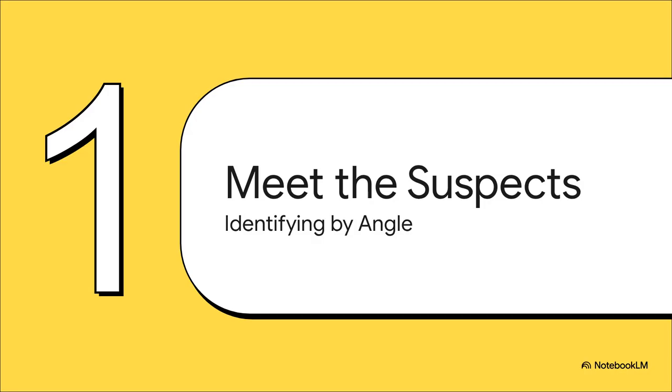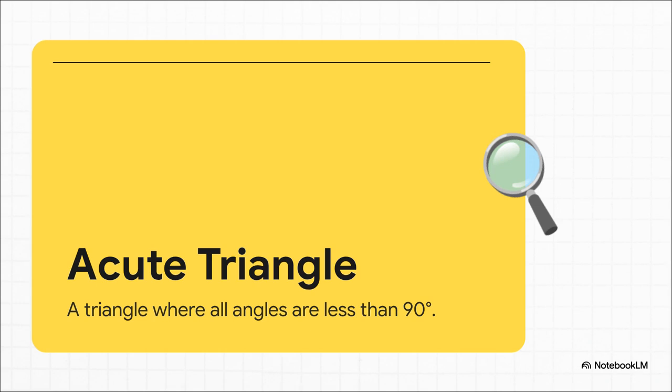All right, we've got our golden rule. Now it's time to meet the suspects. We're going to line up the different types of triangles and see what makes each one tick. First up, we've got the acute triangle. I like to think of this one as, well, the sharp one. All three of its angles are acute, which is just a fancy way of saying they're all less than 90 degrees. Everything is kind of pointy and tight. No big, wide angles here.